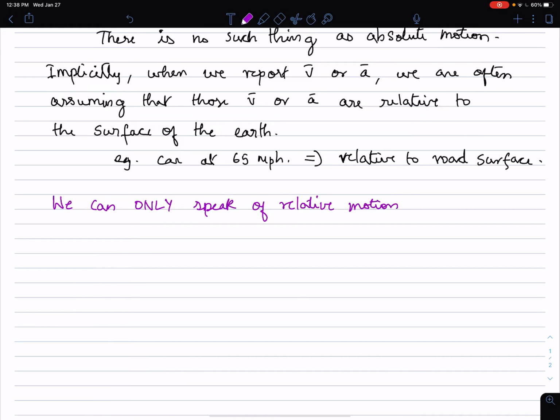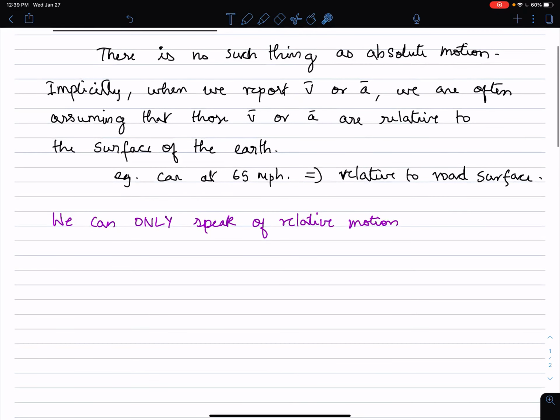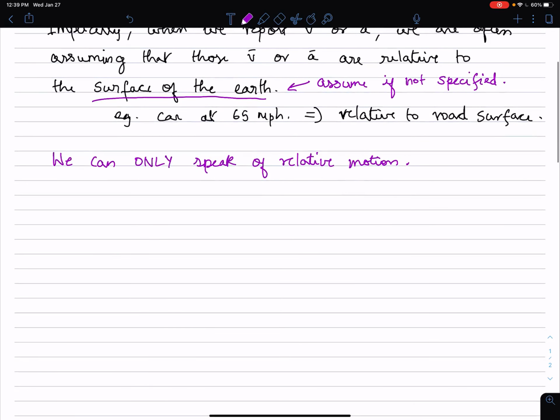So in all the problems from now on, when we drop the reference frame, in other words, relative to what we are reporting the velocity or acceleration, we can assume that it's relative to the surface of the earth. Okay, so assume if not specified. But of course, in particular situations, we may specify it, and then you just go with whatever we specify. Okay, so we can only speak of relative motion.